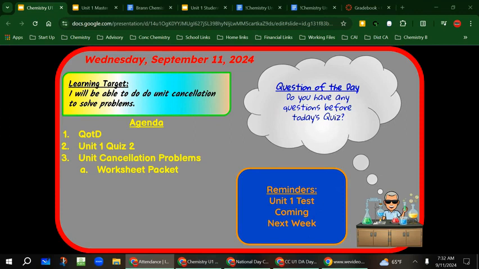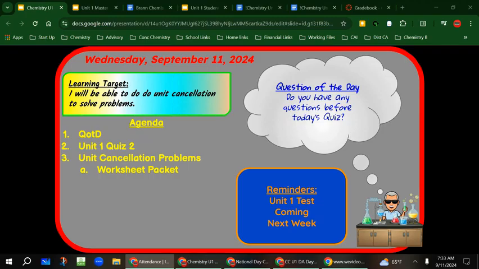Okay. All right. So, ladies and gentlemen, today we're going to get two things. Well, we're going to get one thing done and another thing you're going to get to practice on. We are going to do our Unit 2 quiz today. In a minute, I will ask if you have any questions. If you do, I will answer them. If you don't, we will move on to the quiz. Okay? After we are done with the quiz, there will be more time to practice on the unit cancellation problems.